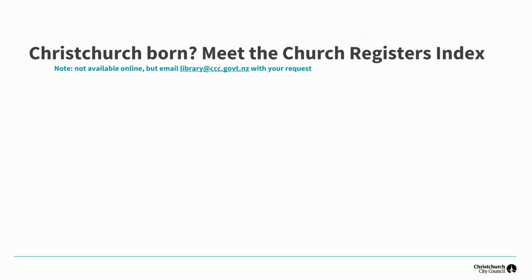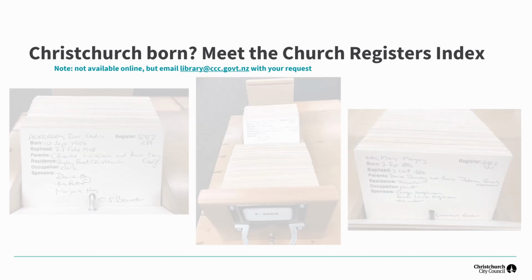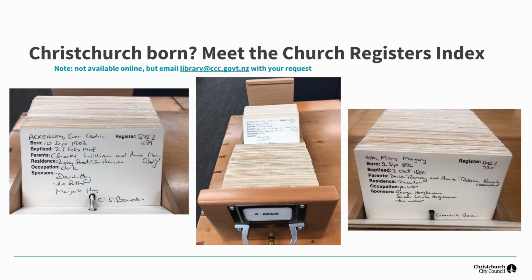The Church Registers Index is unique to Christchurch City Libraries and is the result of a partnership between the library and the Canterbury branch of the New Zealand Society of Genealogists, now known as the Canterbury Genealogy Society. It's an alphabetical index of transcriptions on catalogue cards of records from the registers of churches around Christchurch and some surrounding areas. The transcriptions have been made by volunteers copying from the original registers.